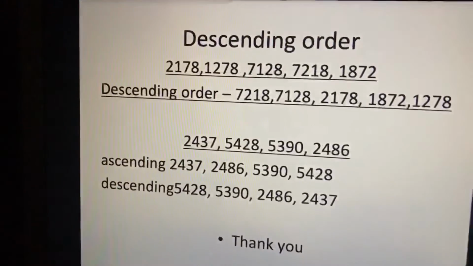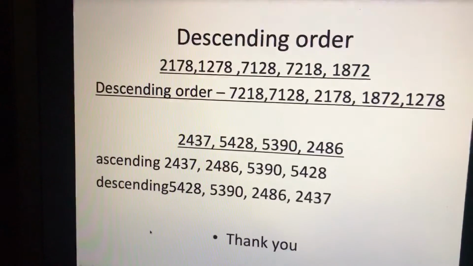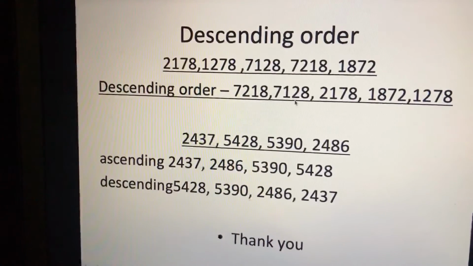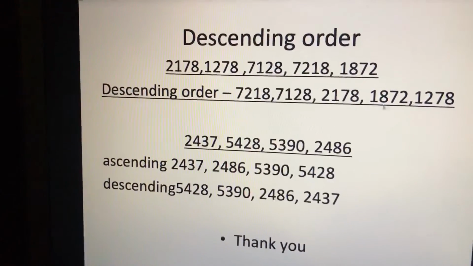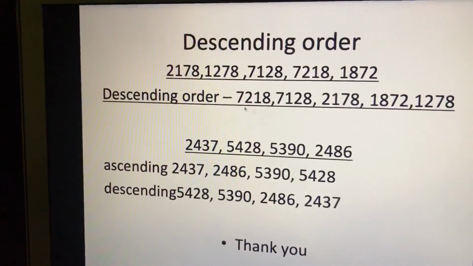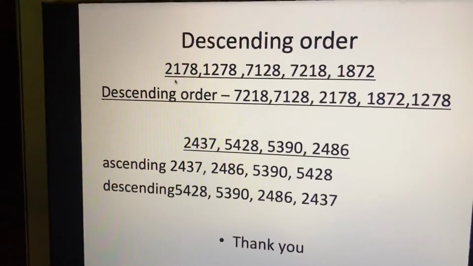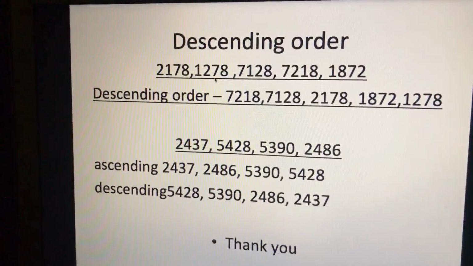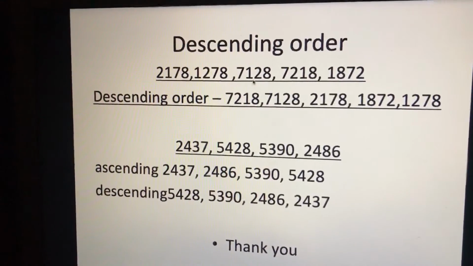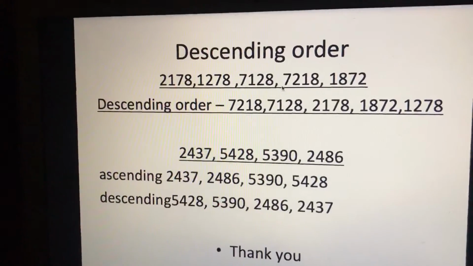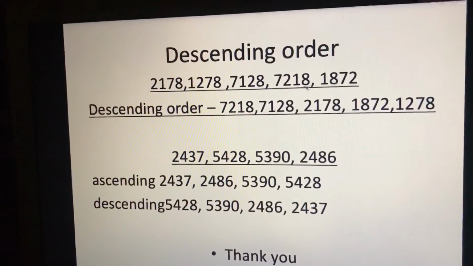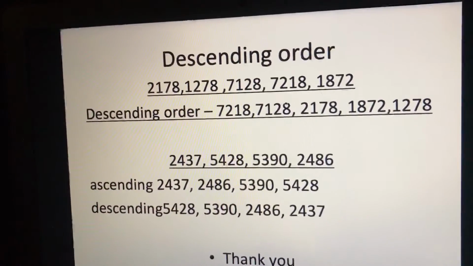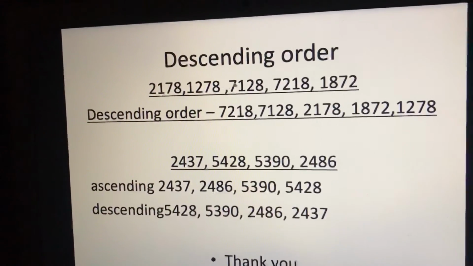Next is descending order. In descending order we write the largest number first, next smaller, next smaller, next smaller, and the smallest number last. So we take this example: 2178, 1278, 7128, 7218, 1872. So which is the greater number?